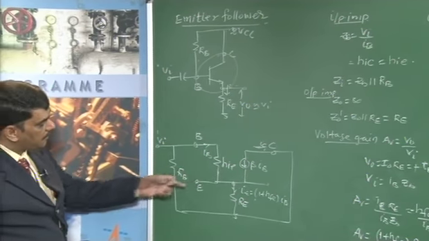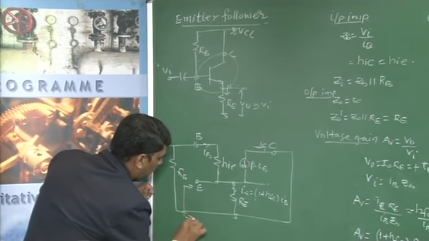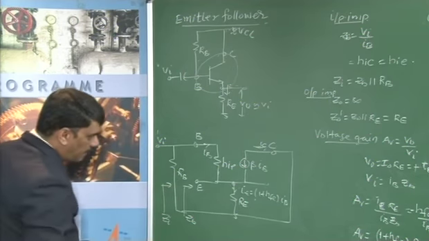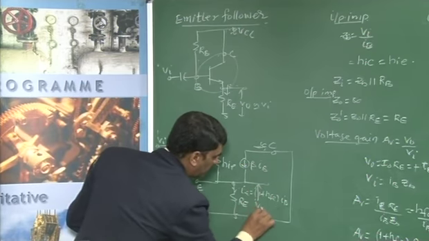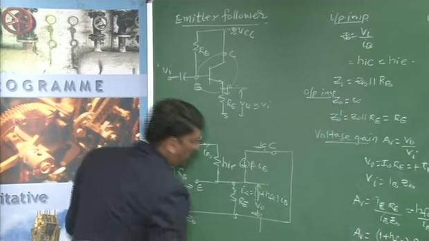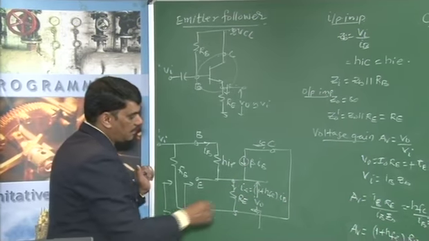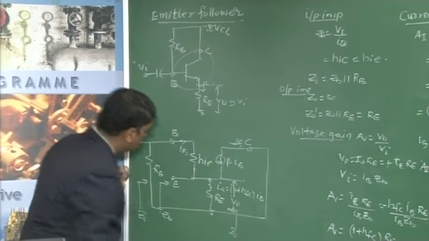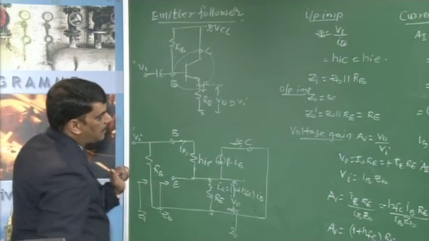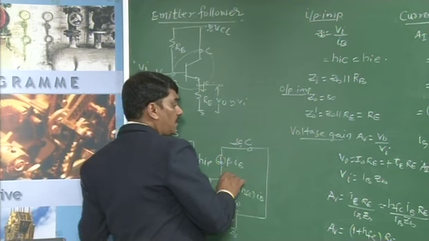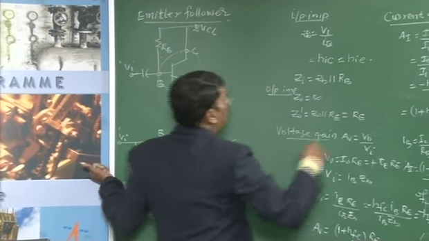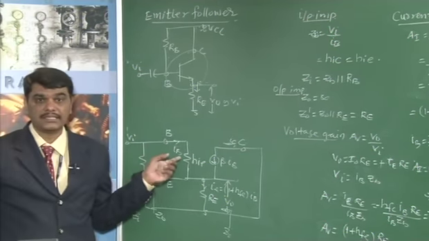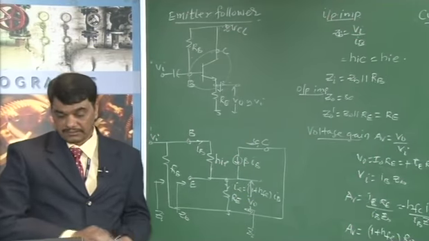If you are analyzing this circuit and looking into this terminal, you are going to get the input impedance ZB. When you are looking into this point, you are going to get the input impedance ZI. The output is to be taken across the emitter and ground. You have to consider the resistance RE, and then determine the output impedance Z0, input impedance Zi, voltage gain and current gain of the amplifier. This also gives the same results as derived earlier. Either you can analyze the emitter follower using this circuit or the earlier circuit.